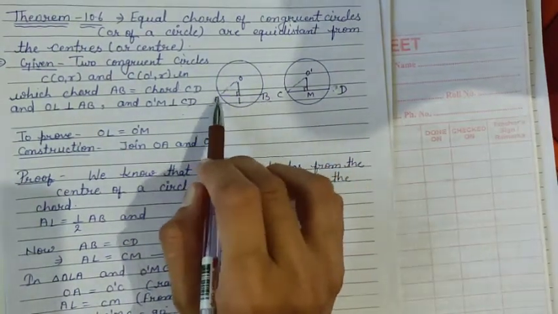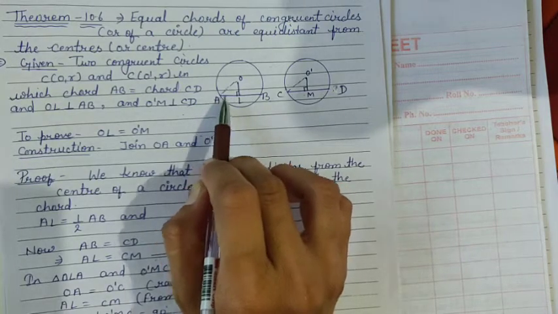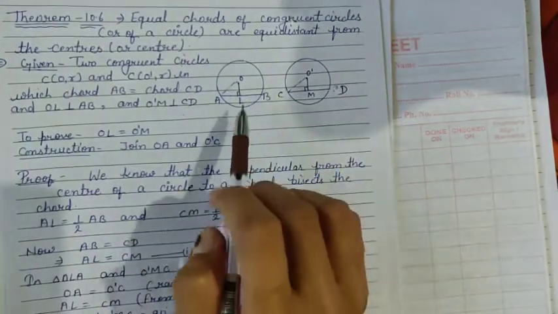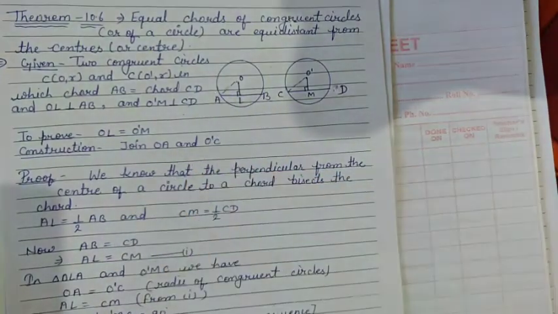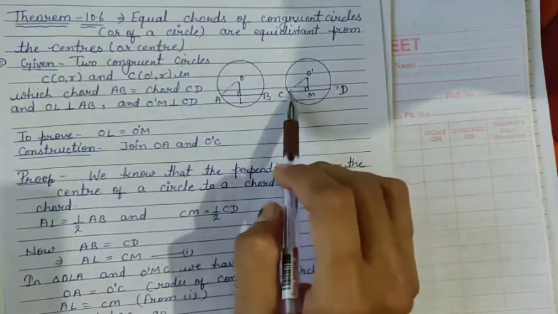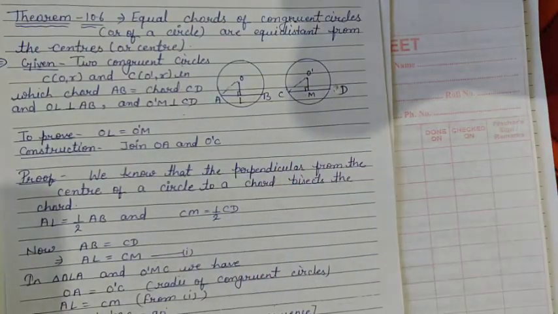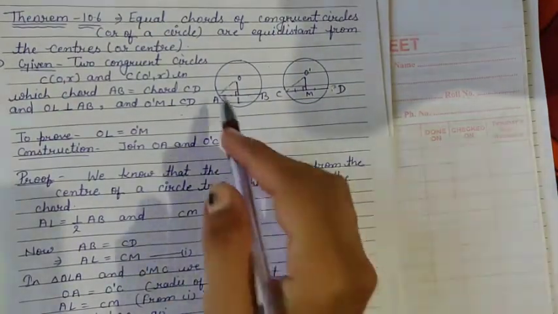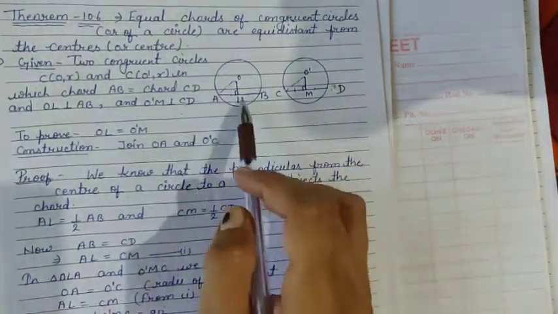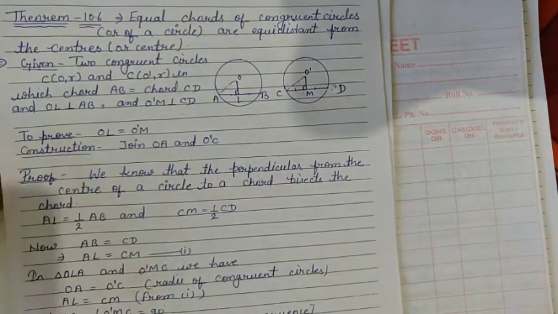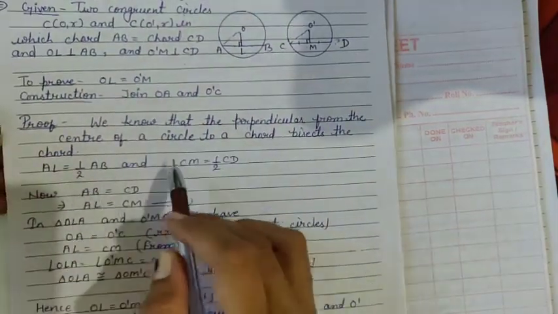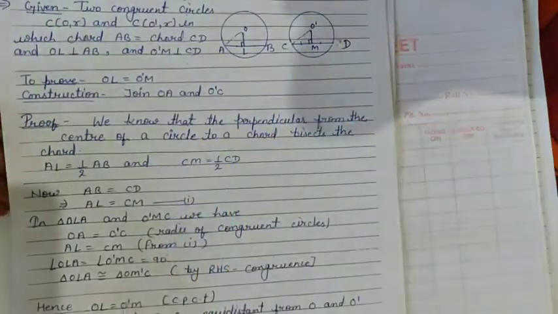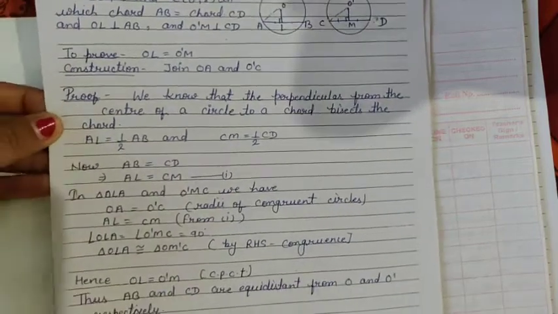It means AB equals AL plus LB. AL equals half of AB and LB is also equal to half of AB, and in this circle CM equals half of CD. These two parts are equal. AB equals CD, it means AL is also equal to CM. AL equals half of AB and CM equals half of CD, and it is given that AB equals CD, so AL equals CM.